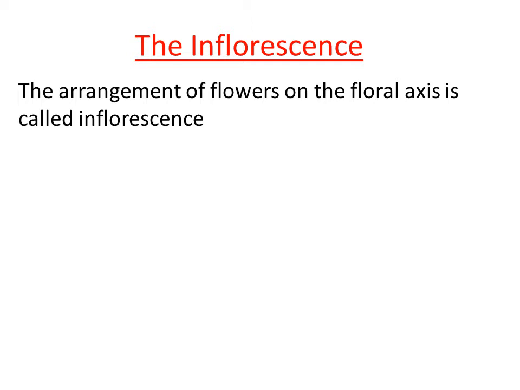So inflorescence is defined as the arrangement of flowers on the floral axis. The floral axis is nothing but the peduncle, right? So on the floral axis, a number of flowers are arranged. Such an arrangement is called an inflorescence. There are two basic types of inflorescence that can be seen in different groups of angiospermic plants. This differentiation is done only based on how the flowers are arranged on the floral axis.